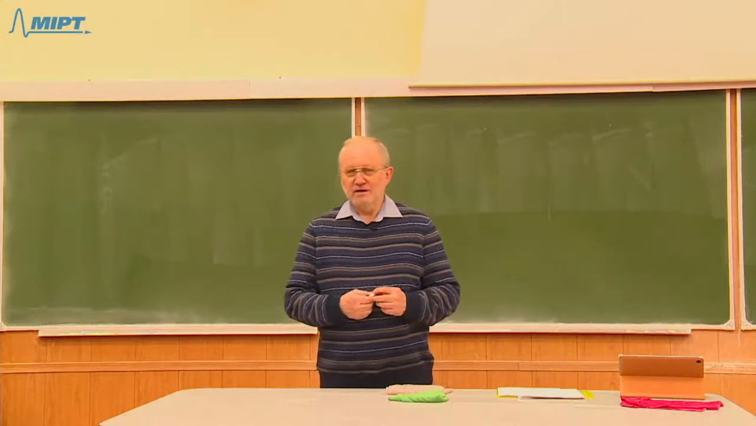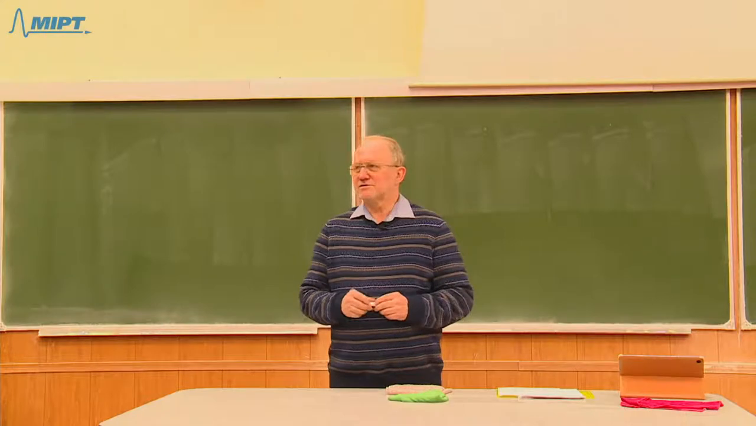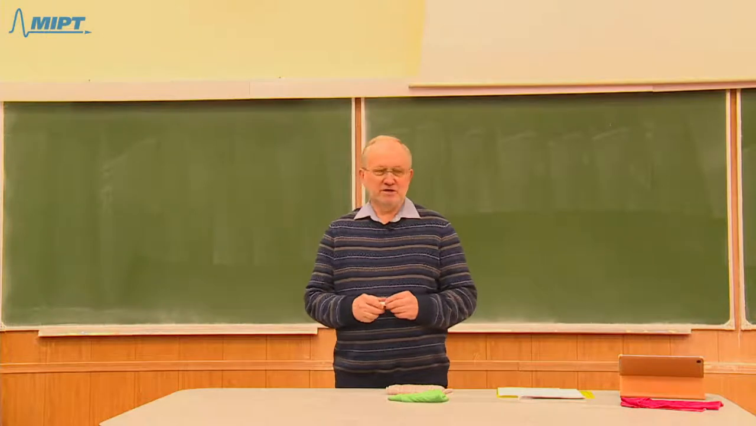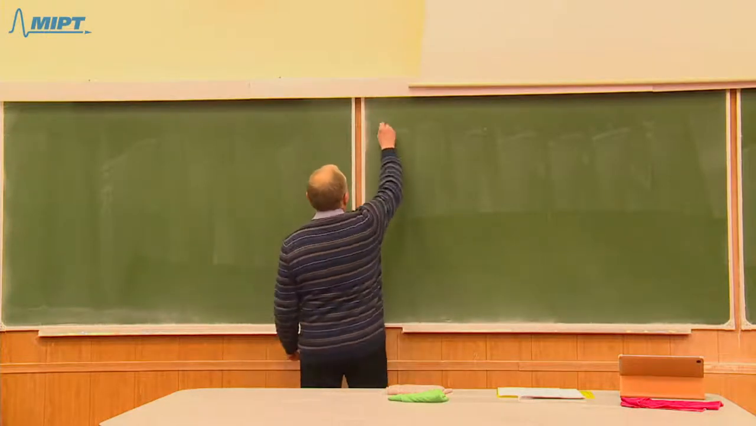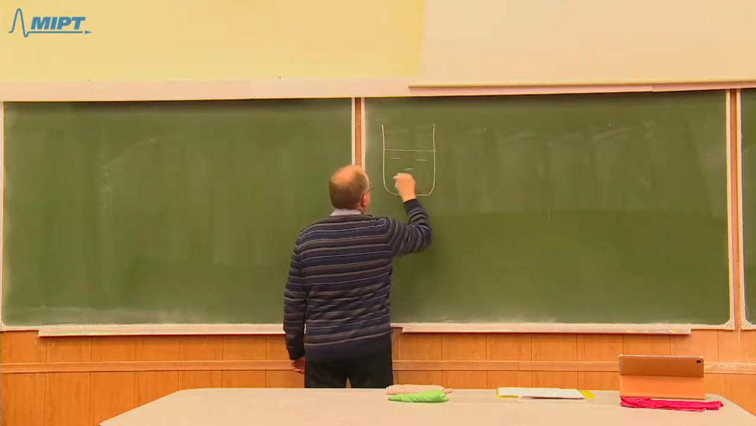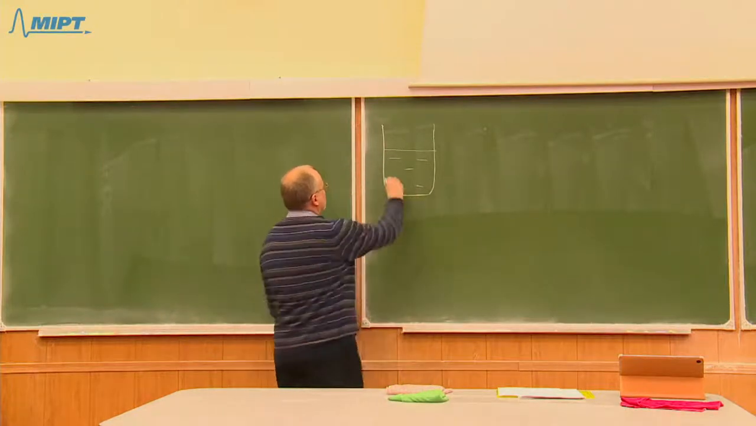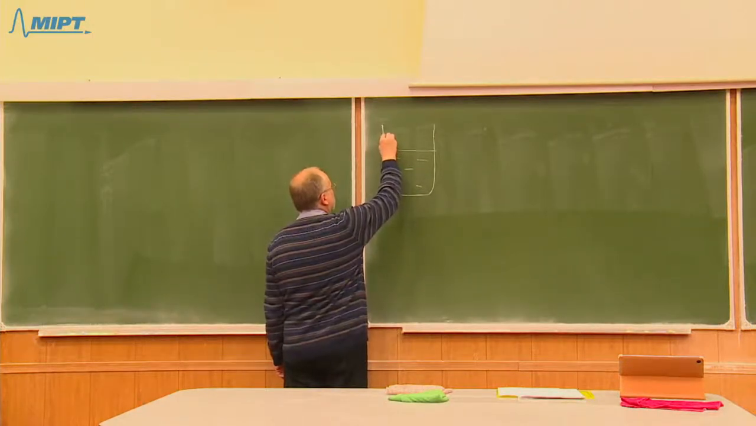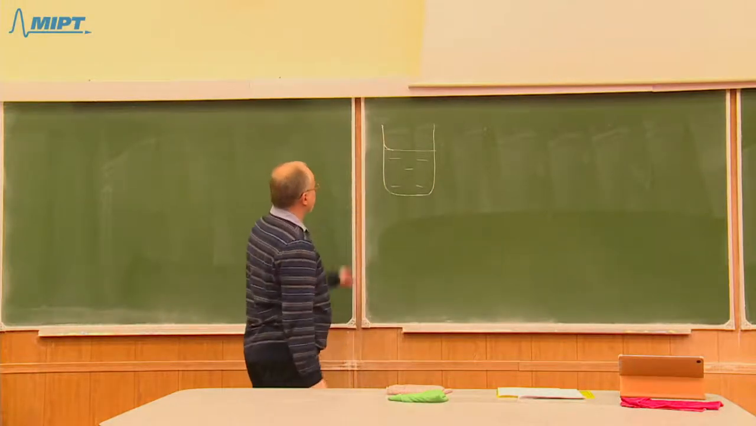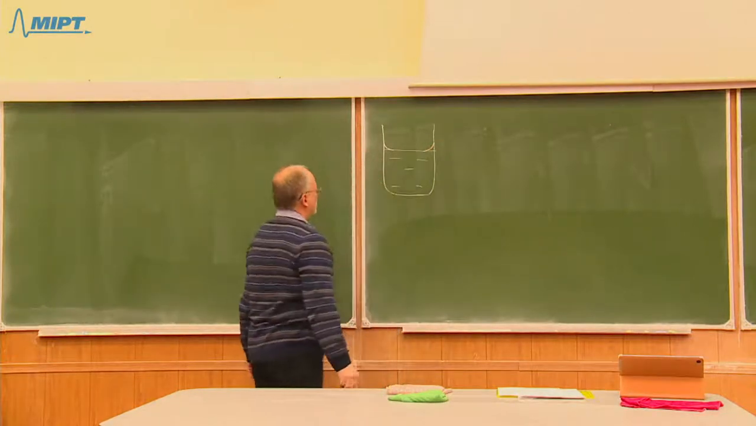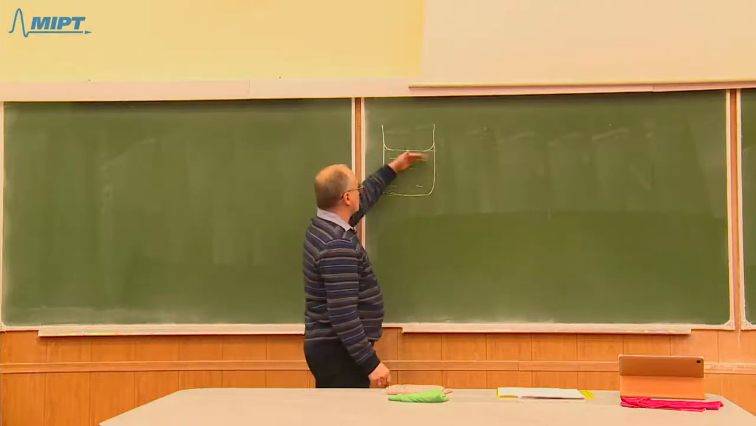Hi. Last time we actually started a discussion of capillary phenomena. So if you take a glass vessel and fill it with water, you will find that the water surface is somewhat curved near the walls of the glass. I will show this curvature slightly enlarged, but the water surface will not be flat. It will be curved.